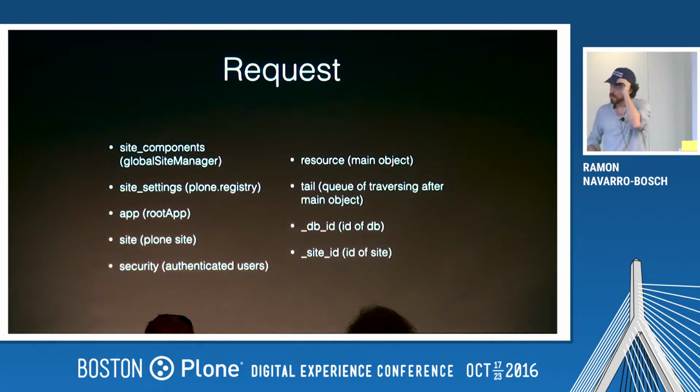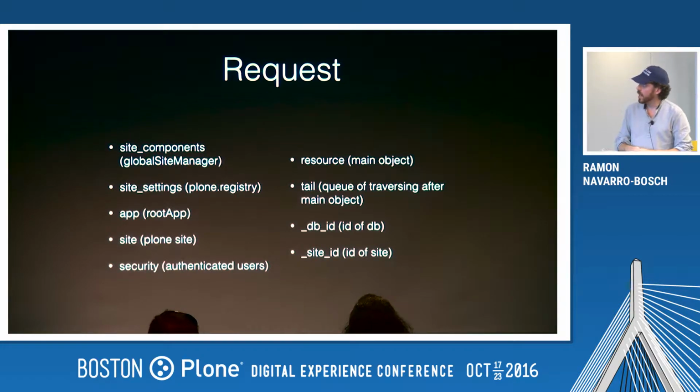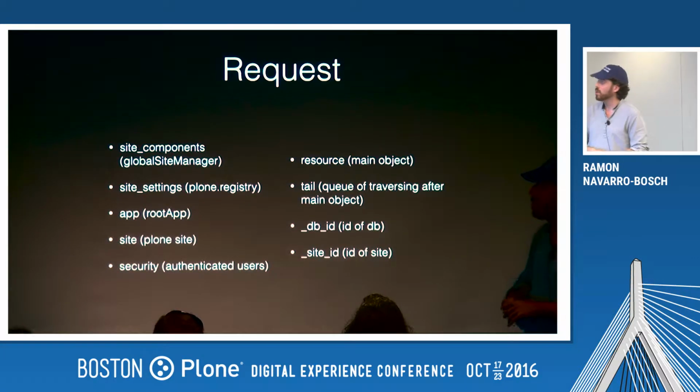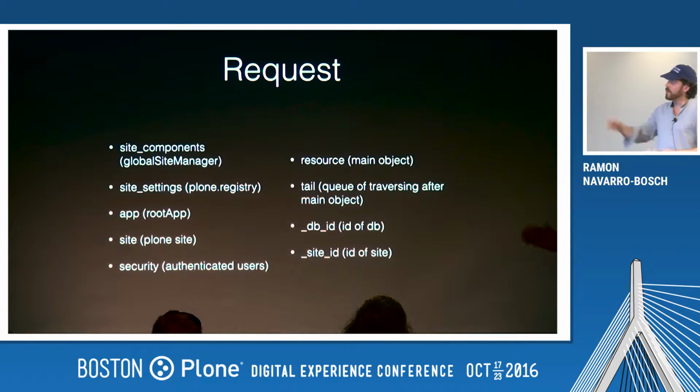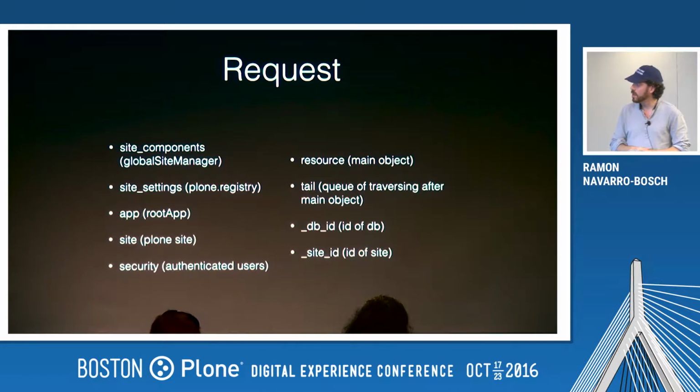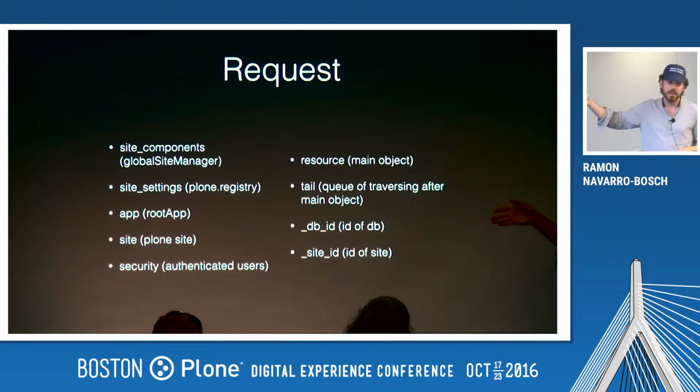So for the request object, we are using AIOHTTP. We have a WSGI-compatible request object, and we added a lot of things on the request because I love Pyramid. It's a way to add all the things that you need in the request object. So we have the site components with the global site manager. We have the Plone registry on the request itself, so you can access it. There is the application root. There is the Plone site that you are visiting on the request. All the security information about which users have been authenticated, which roles they have, and so on.